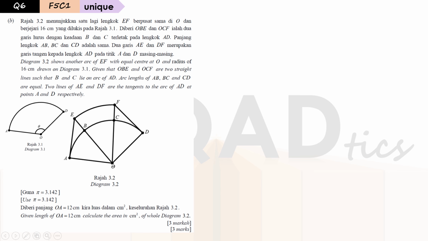When they draw these two lines, they will intersect the arc AD as well, so it will produce two more new points, which are point B and point C. Now if we look at this line EF, and go back to the question here, it says this is an arc. So this is arc EF, and this arc EF uses the same center, which is O.